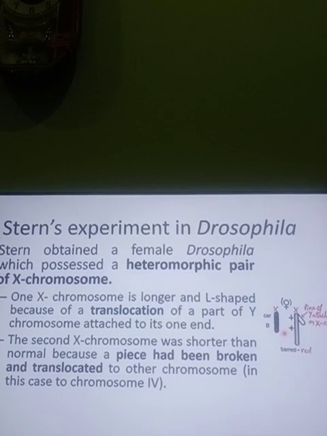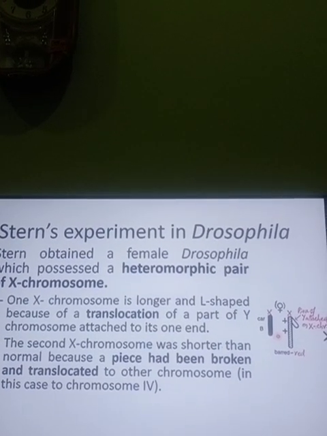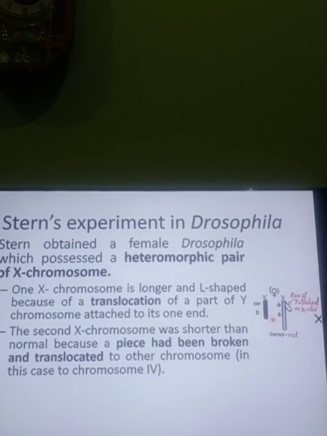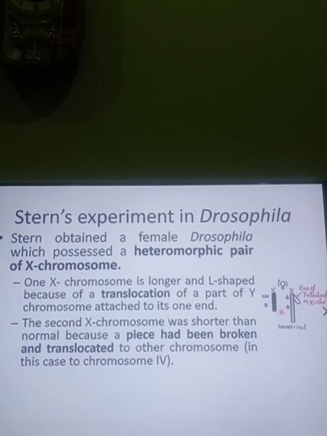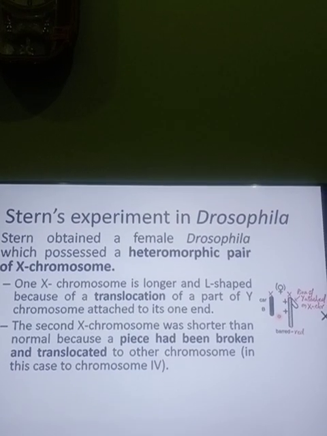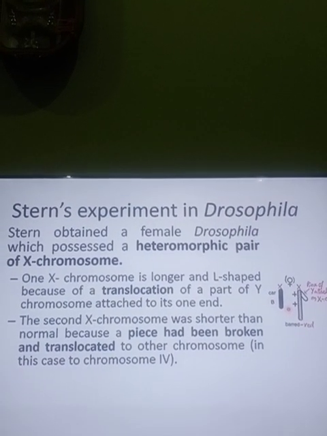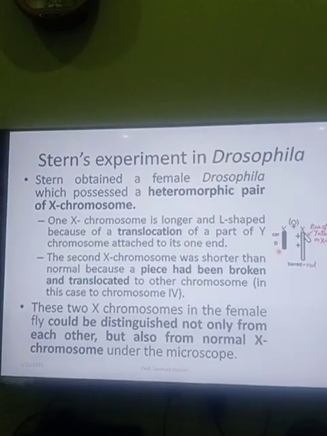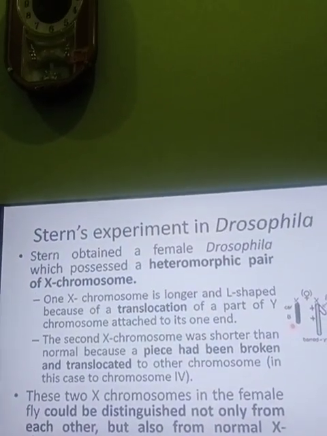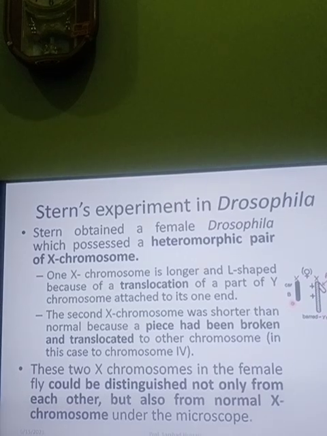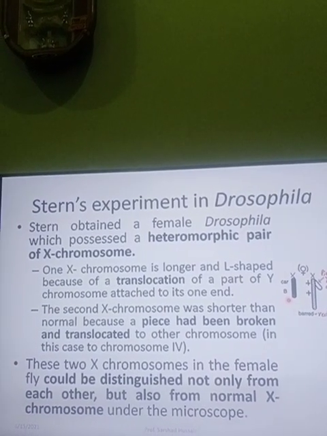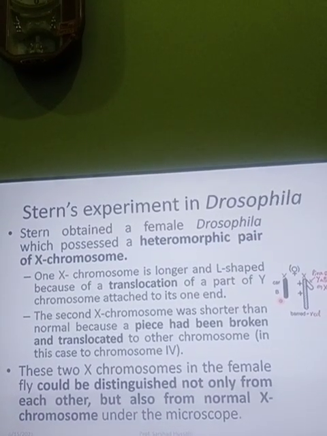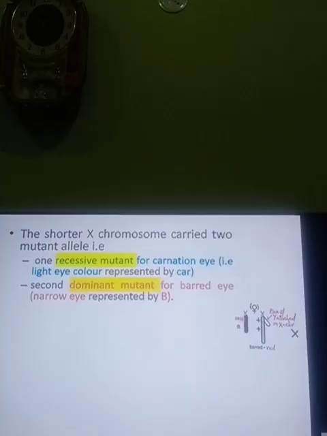The second X chromosome was shorter than normal because a piece had been broken and translocated to another chromosome, in this case chromosome four. So these two X chromosomes in a female fly could be distinguished not only from each other but also from the normal X chromosome under the microscope.